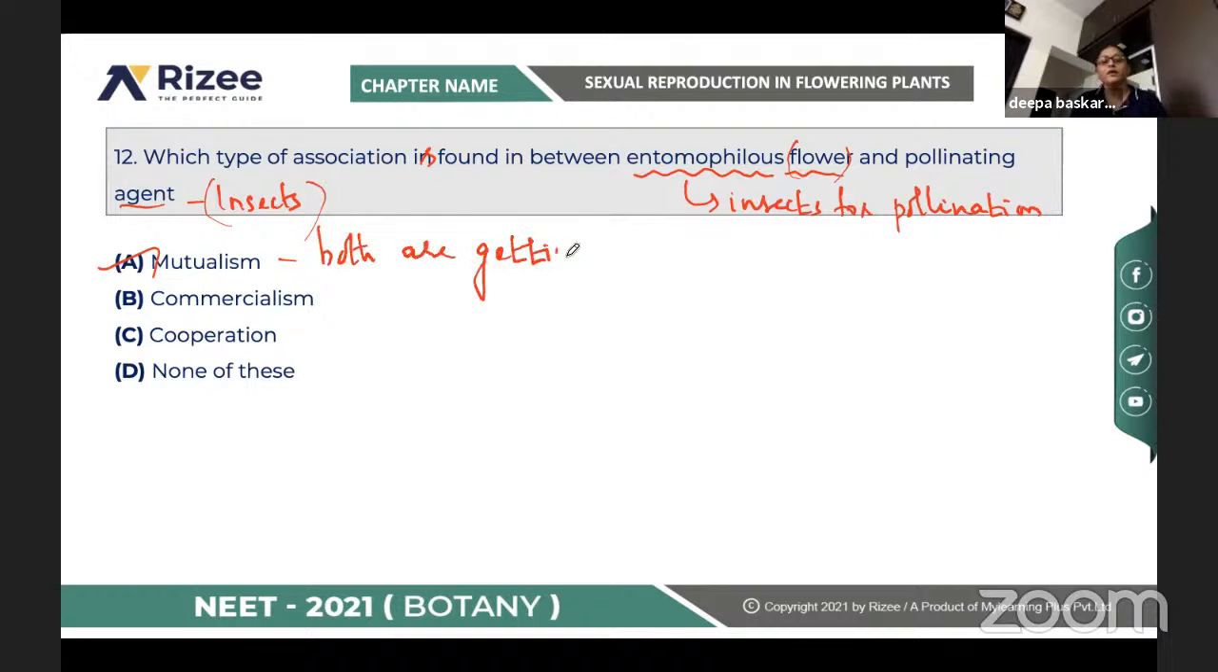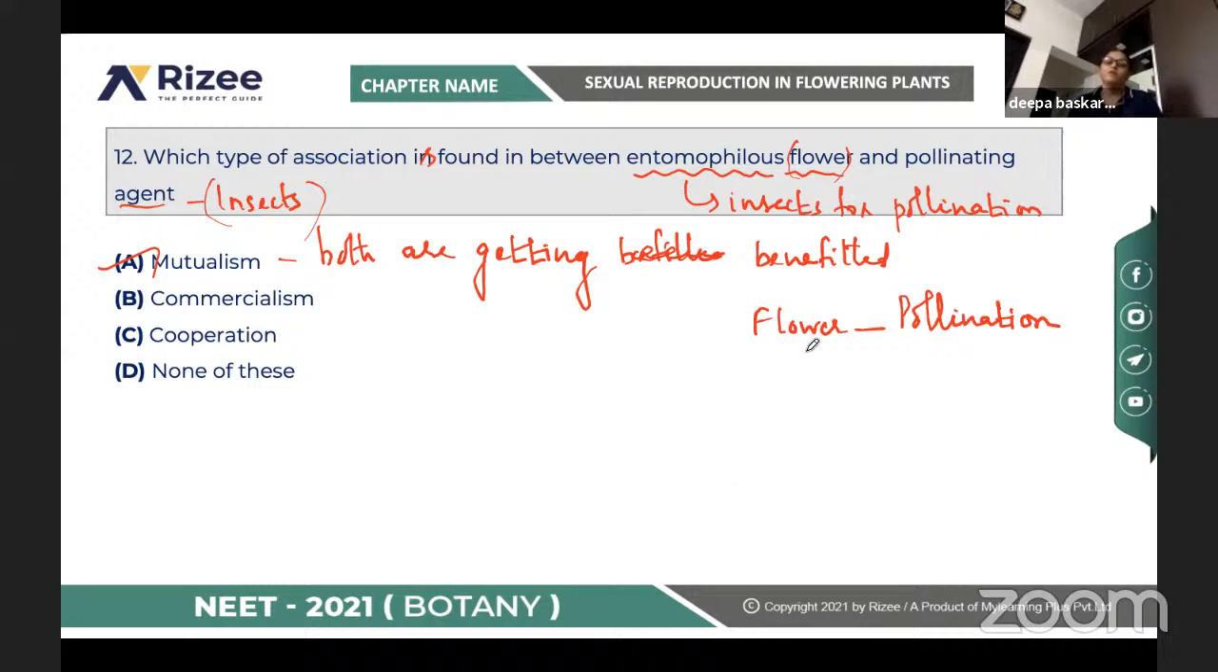Here if you take flower, insect is helping in pollination. So what is the advantage? Flower gets pollination from the insect, and insects get nectar and nutrients from the flower. So these two are having mutualism.